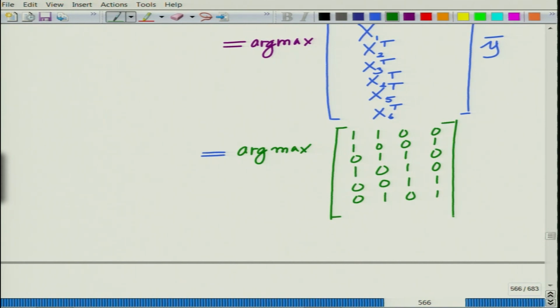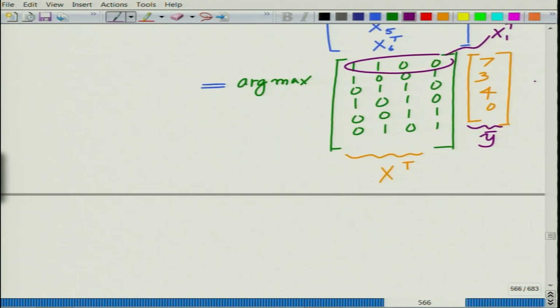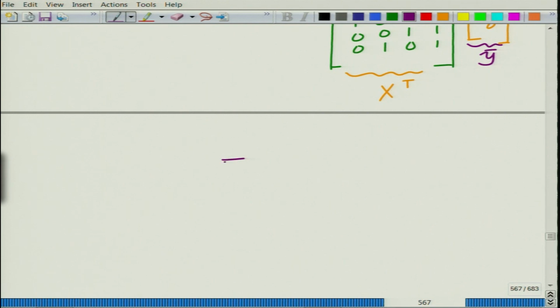This is the matrix that I have, times y bar, which is 7 3 4 0. So, this is basically your x transpose, this is basically y bar. So, you can see essentially this is basically your x1 transpose and so on, and therefore what this is going to give me, I am going to take the maximum of these projections, and you can evaluate these projections.